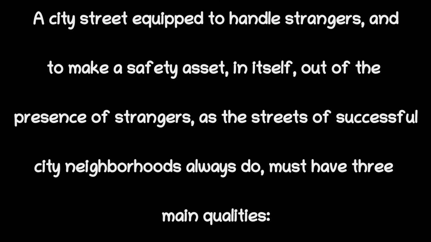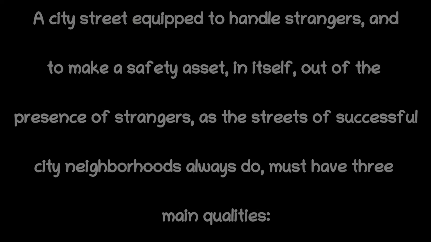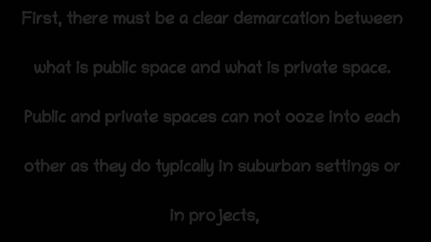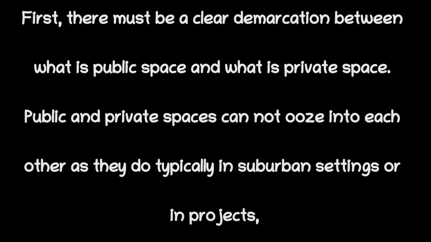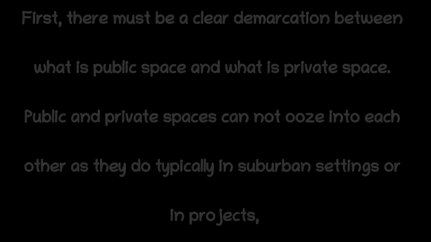And this is what Jacobs writes about making a street safe and introducing the idea of eyes on the streets. She says, "A city street equipped to handle strangers and to make a safety asset in itself out of the presence of strangers, as the streets of successful city neighbourhoods always do, must have three main qualities. First, there must be a clear demarcation between what is public space and what is private space. Public and private spaces cannot ooze into each other as they typically do in suburban settings or in projects.